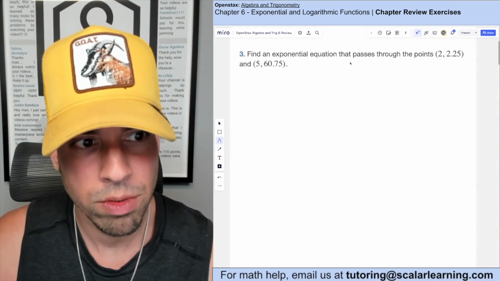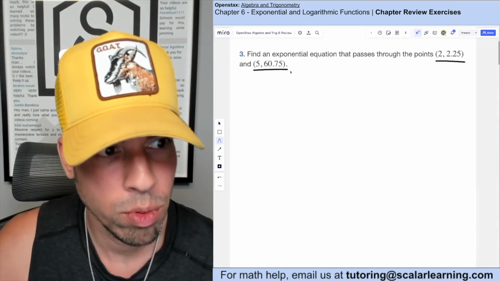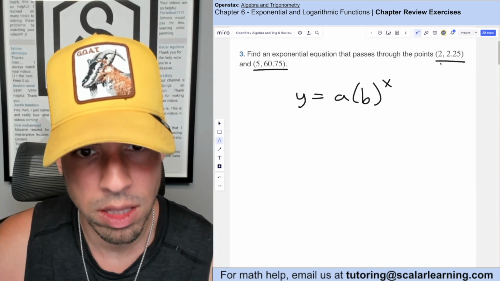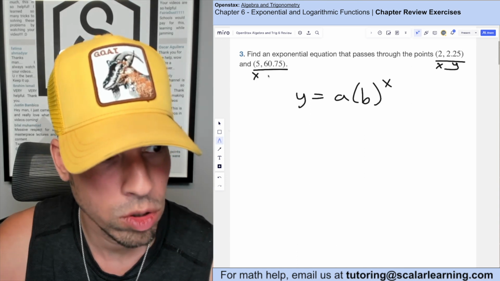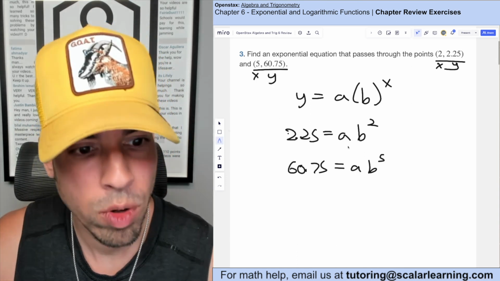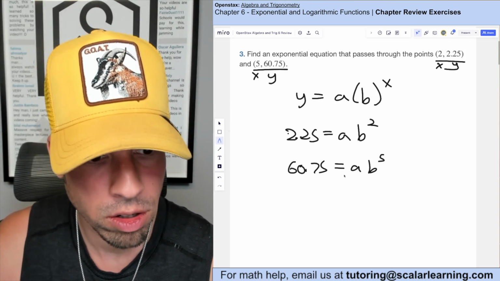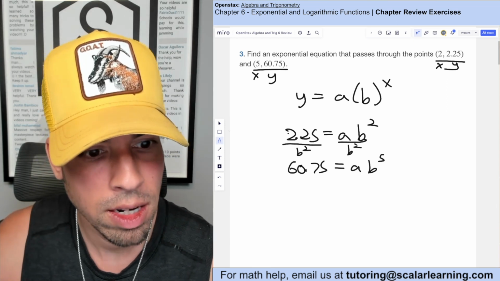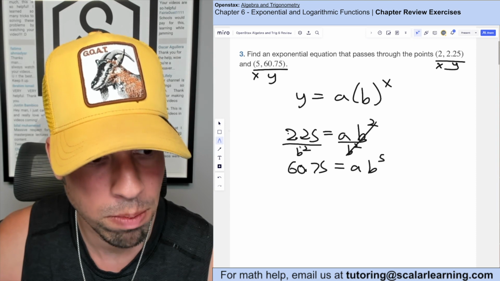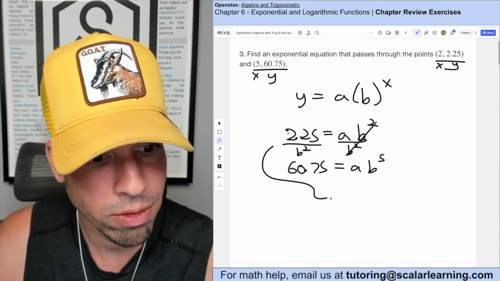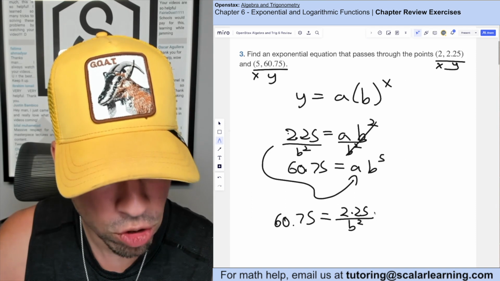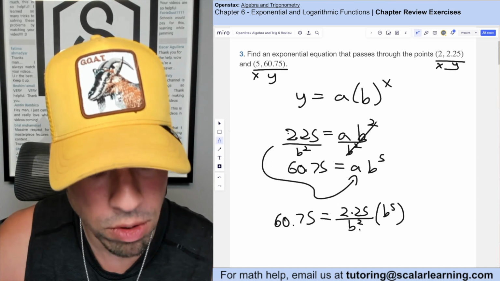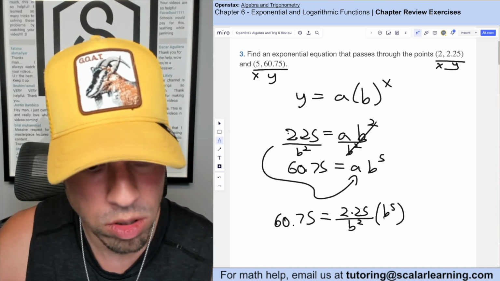Done. For number 3, it says find an exponential equation that passes through these 2 points, so let's do it. We know we're starting with this baseline, and the way we can figure this out is we can plug in this value for x, this for y, and this one as well, and create a little system of equations. So here we have 2 equations. Now, I plugged in the coordinates here and here. Now I'm going to isolate a in this first equation by dividing by b squared. And then I know that a equals 2.25 over b squared. Now I can plug this in for a down here. So there's the 2.25 over b squared, subbing in for a, and then times b to the 5th. Now, b to the 5th over b squared, that's going to subtract with the exponents, so that's going to be b cubed.